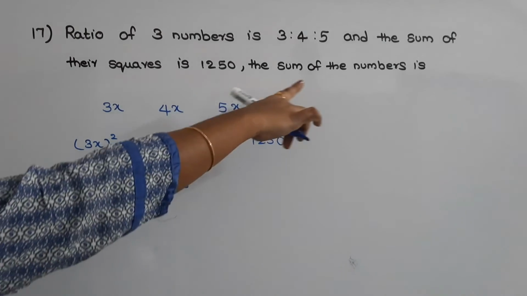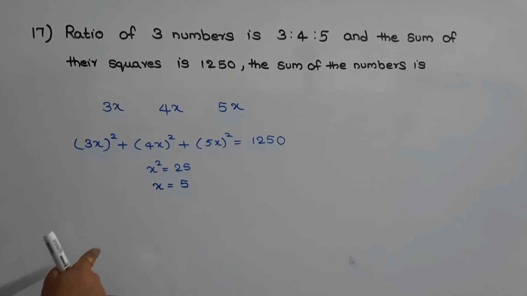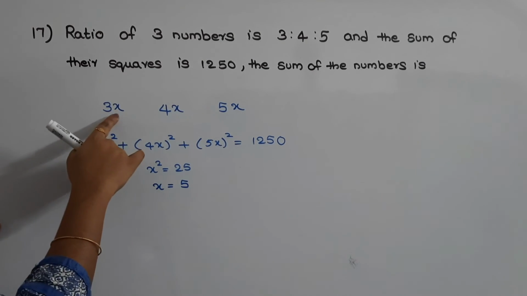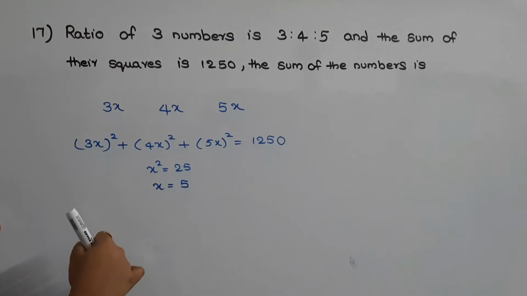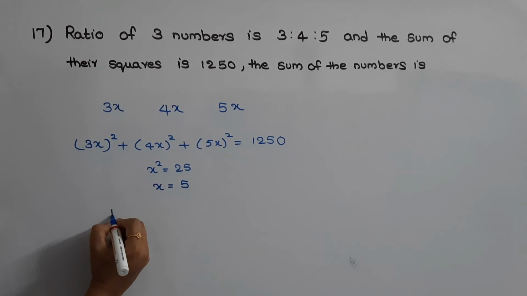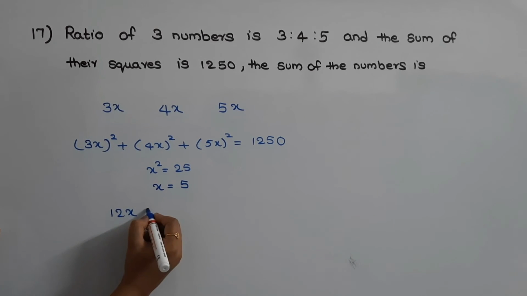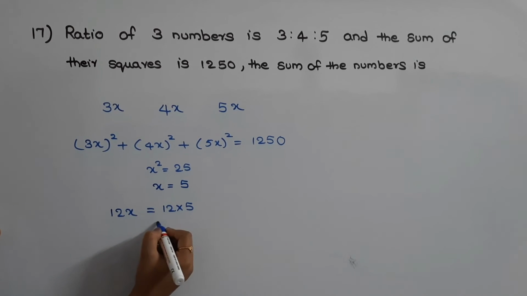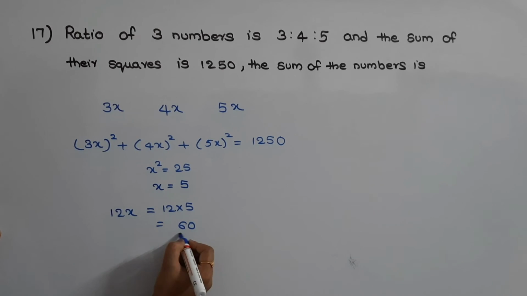We need to find out the sum of the numbers. So if the numbers are this, what will be the sum of the numbers? That is 3x plus 4x plus 5x, that is 12x. So the sum of the numbers is 12x, that is equal to 12 into the x value we found as 5. So this is equal to 60. So 60 is the answer.